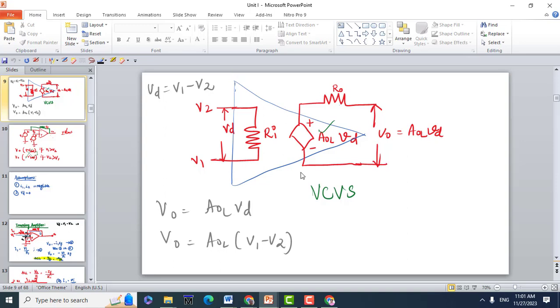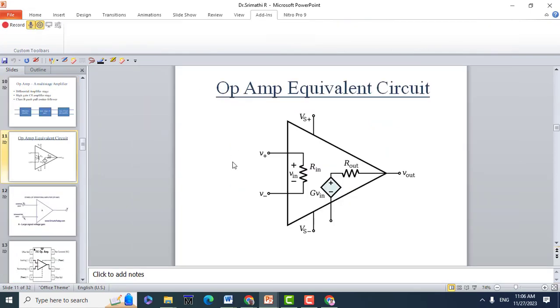So this is your triangular symbol. V naught is nothing but AOL into Vd. This dependent source is a voltage controlled voltage source. We can write Vd as V1 minus V2. So this is the op-amp equivalent circuit in a neater way. And this is your V1, V2. The difference is V in. You have an input impedance of R in, and your input power supply voltages are plus Vs and minus Vs, and you have a dependent source, a voltage controlled voltage source, and you have an R out here.